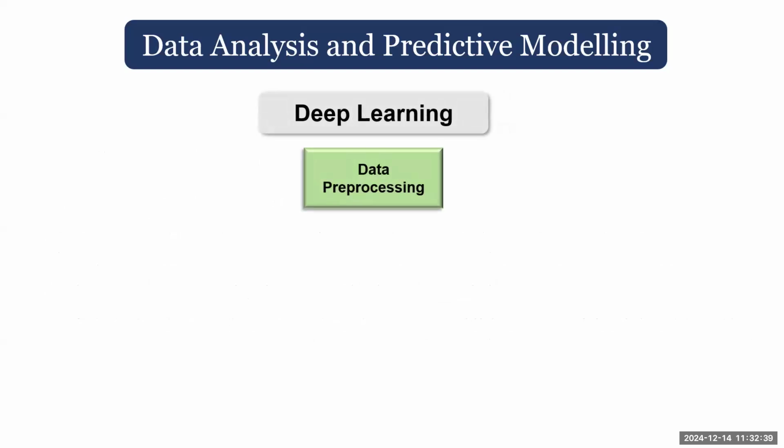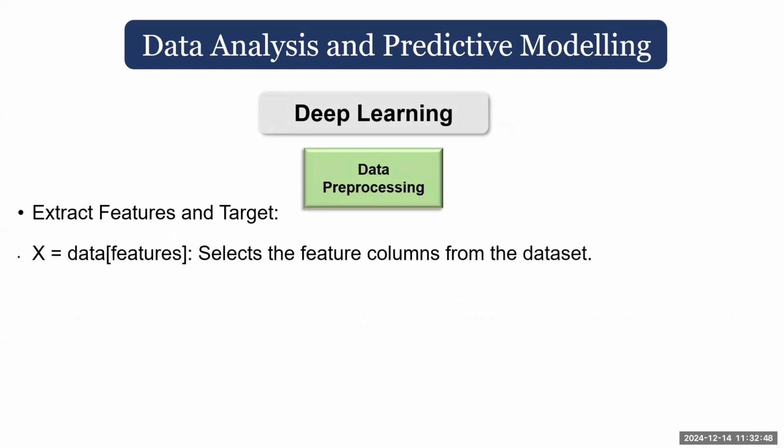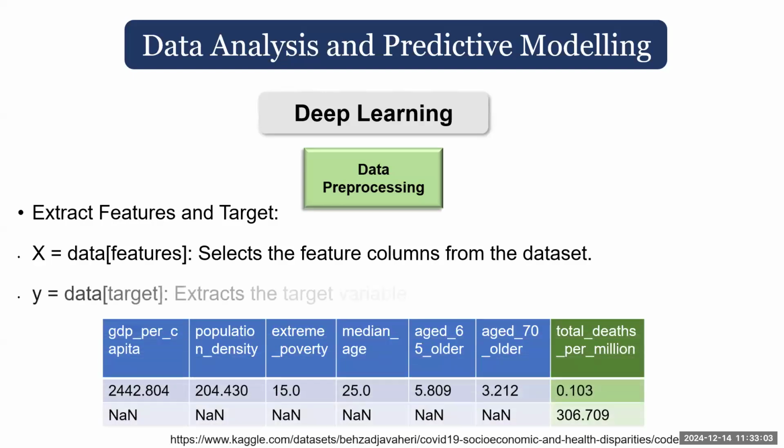So first we have collected the data. Next, the data goes to the pre-processing stage. Here we extract features and target. Usually features are given by X. So X is equal to the features data. What do we mean by that? We select the important feature columns from the data set. And Y is the target variable, so you extract the target variable. Here you can see a screenshot of the 6 columns that we have selected: GDP per capita, population density, extreme poverty, median age, aged 65 and older, and 70 and older.